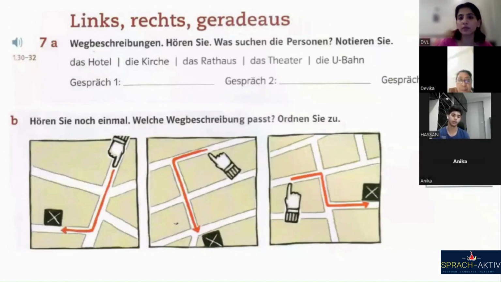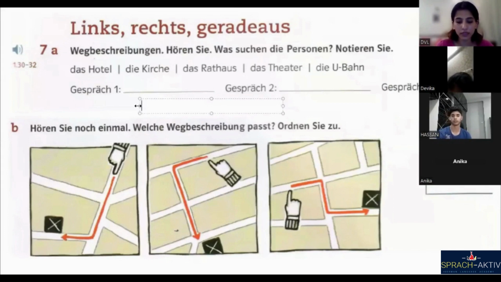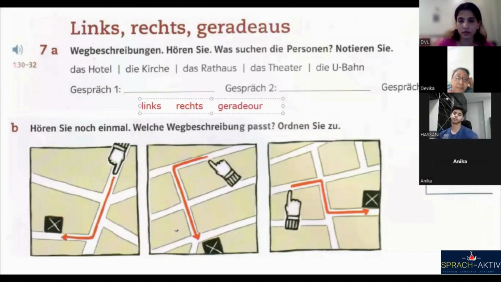Achha, one second, before you do that, one second. Now, in your A1 level, you have to see three directions. Anika, this is for you. One is links. What is links? Left. Rechts. Right. Und geradeaus. Straight. Geradeaus is straight. Yeah, this is straight. Okay.